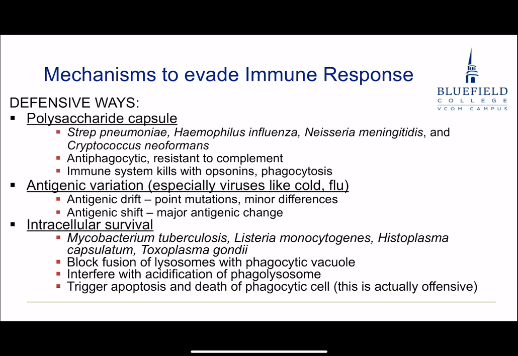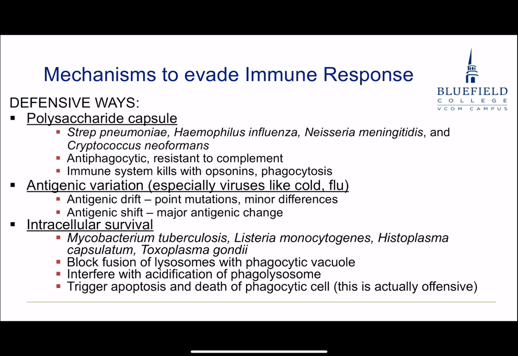If you have minor changes, minor mutations in the virus from one season to the next, it's called antigenic drift. It might just be a point mutation or something really little. Some pathogens go through a major change, antigenic shift, and the more severe the antigenic variation, the harder it is for the immune system to recoup and adapt.